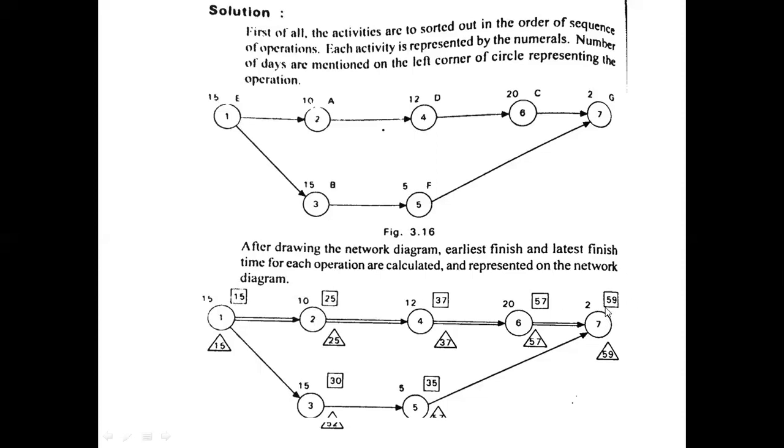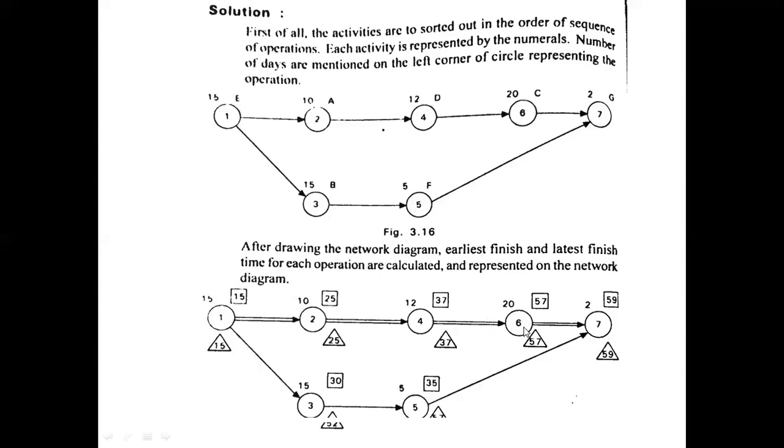So here we have to start the calculation of latest finish time from the last activity. What is this? The seventh activity. So what is the earliest finish time of the seventh activity? It's 59. So for this last activity, the latest finish time is also 59, which is written in the triangular shape. And then we have to move to the next. We have to come from last to first. So the next precursor is the sixth one.